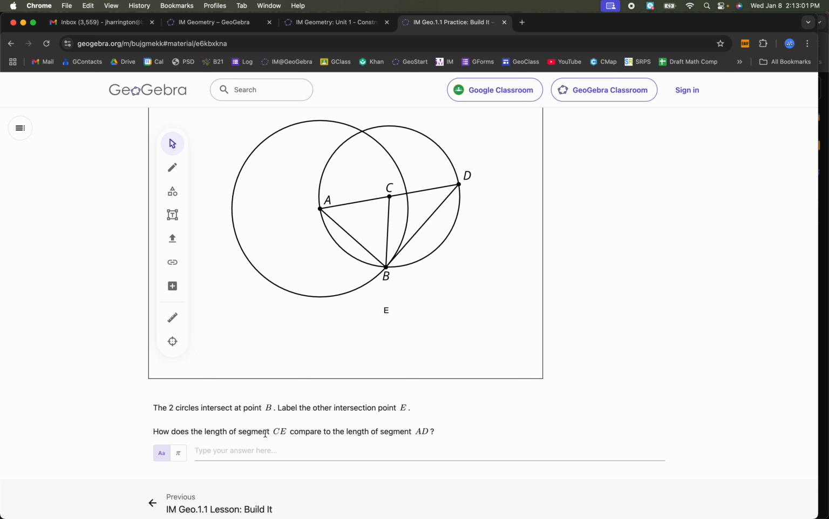How does the length of segment CE compare to the length of segment AD? Well, CE and AD. Well, AD goes all the way across from here to here, right? So remember the key. Think about radius. How many radiuses is this? How many radii is this? From A to D.